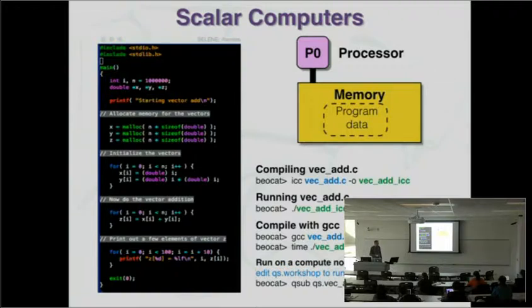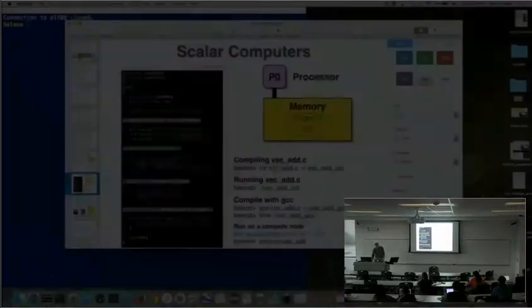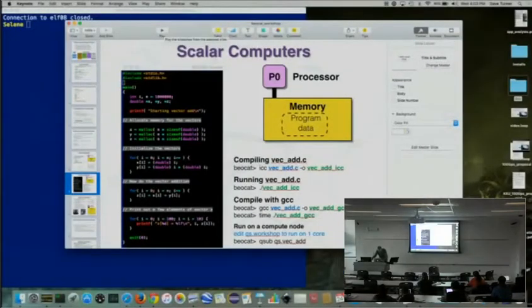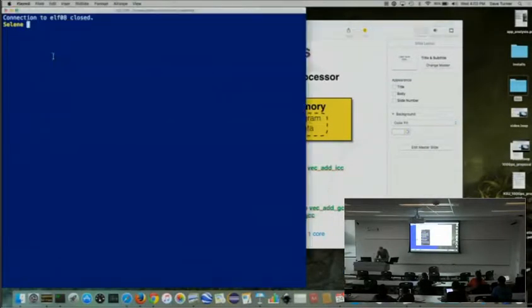And then in order to run it, you do a ./ and then the executable name. The ./ just means to look in your current working directory. Dot always means the current working directory. So if you do a ./vec_add_icc, that should run that program. Could you please repeat what ./ means?